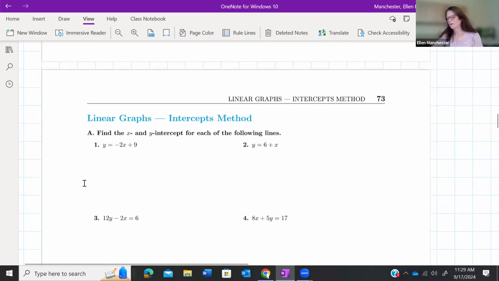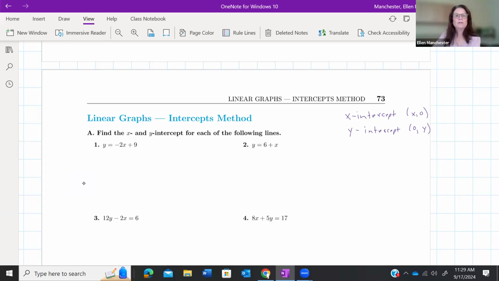Okay. All right. So X and Y intercepts. Let me write it again. So the X-intercept, sorry, this is page 73, is when the Y is 0. The Y-intercept is when the X is 0.